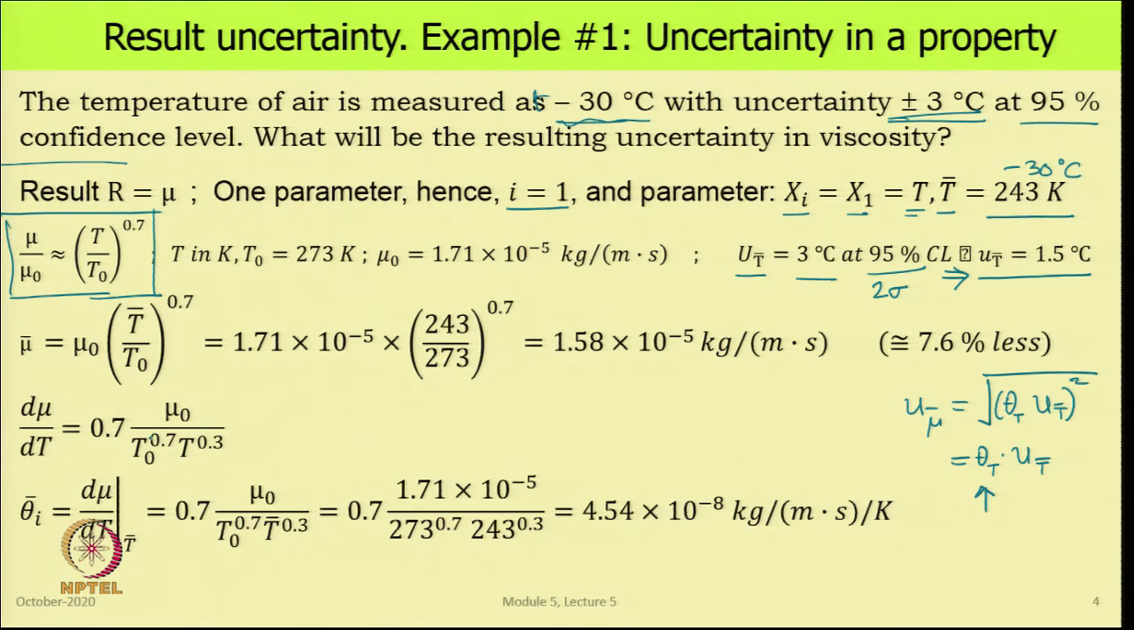So, we can differentiate it. We know that theta, which is equal to d mu by dT, is a proper differential because there is only one variable in the expression. If we differentiate this relation, this is what we get: 0.7 mu naught upon T naught to the power 0.7 times T to the power minus 0.3. So, this is our sensitivity relation.